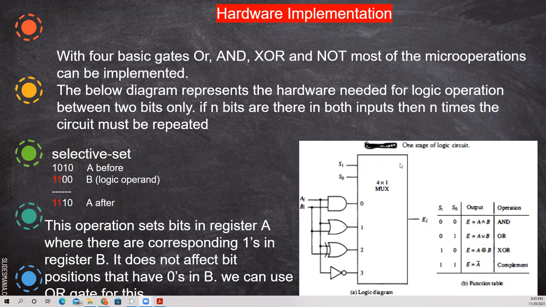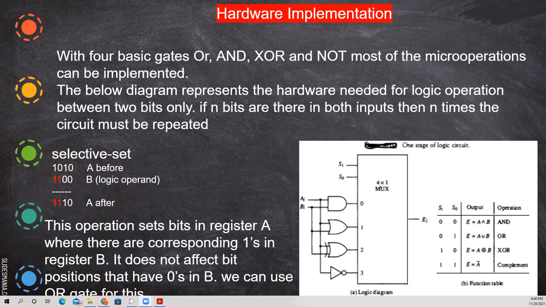Say this is a 4x1 multiplexer. We have two select lines, four inputs and one output. Here the first input is connected to an AND gate, here an OR gate, here XOR and complement, that is the NOT gate. Now, when the select lines S0 and S1 are both zero, whatever you give here, it will be an AND. You will get the output A and B.